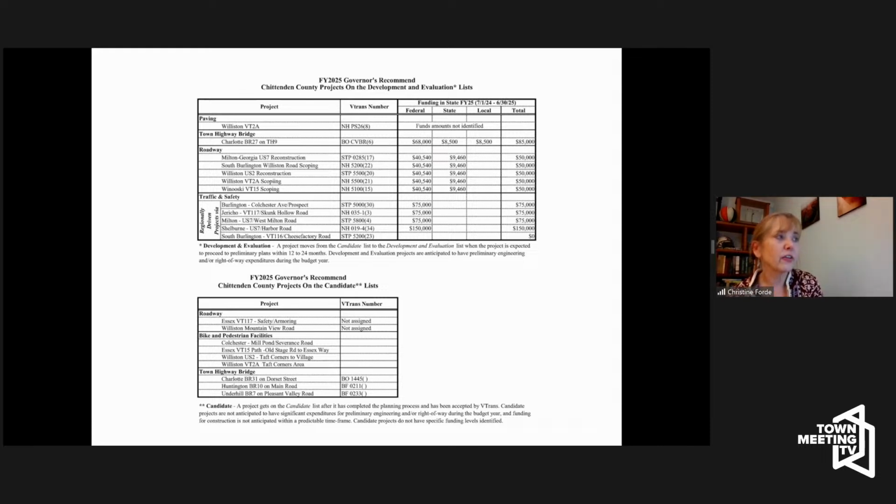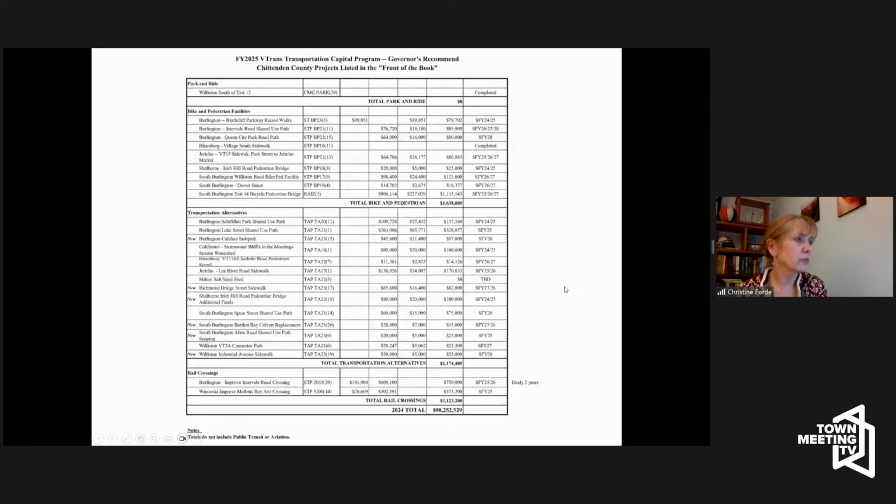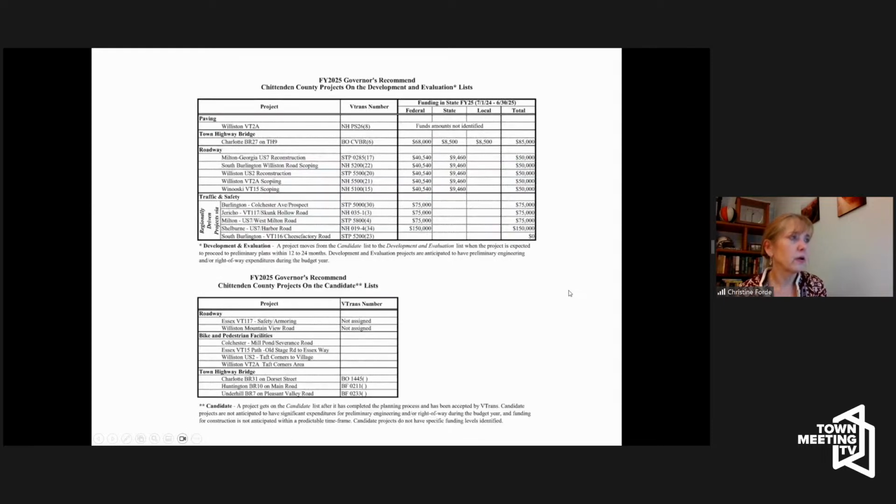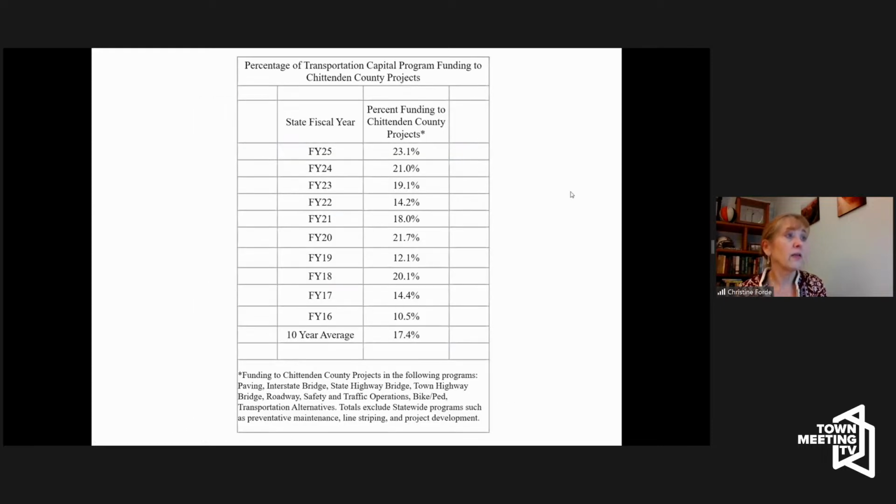This category, traffic and safety, these are projects that were selected through the VPSP2 project prioritization process last year. So the top chart is the development and evaluation. Those are a little bit farther along. The bottom list are the candidates, which are really not far along at all. So as Chris said, 90 million, I think, was the total. So that's a large amount in the capital program.